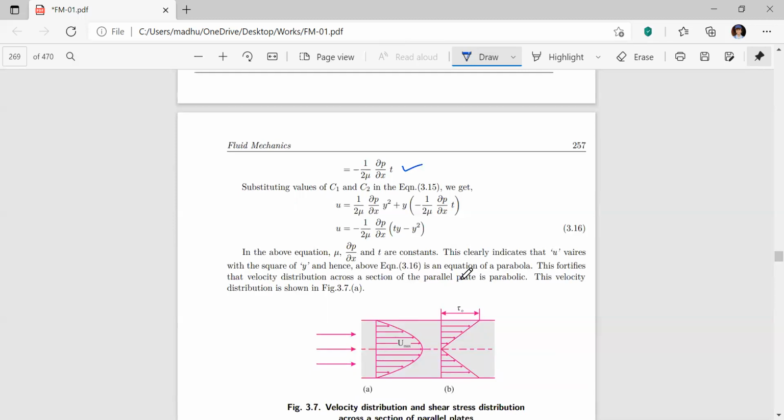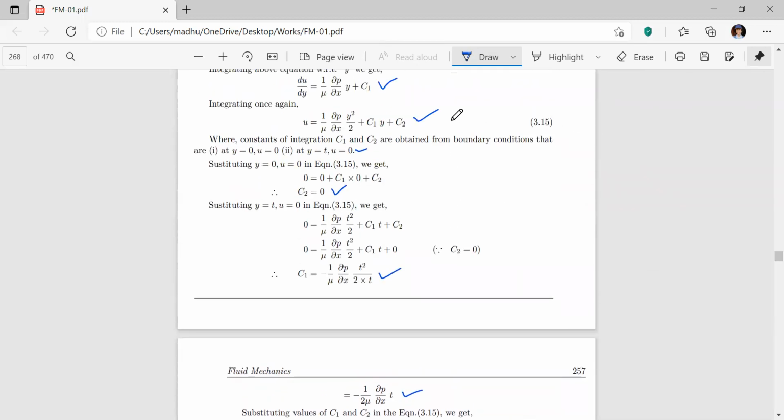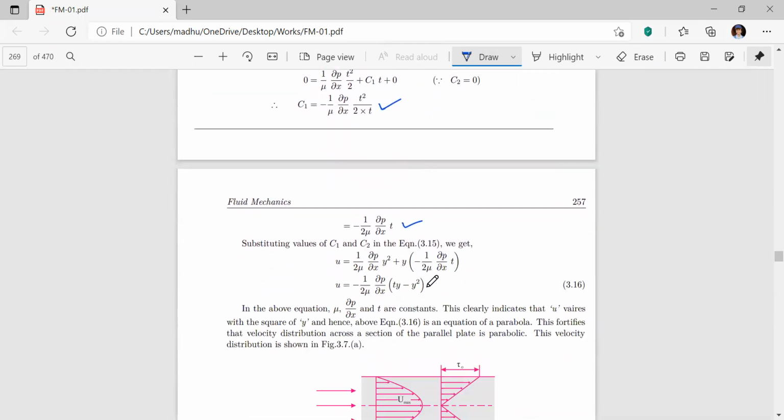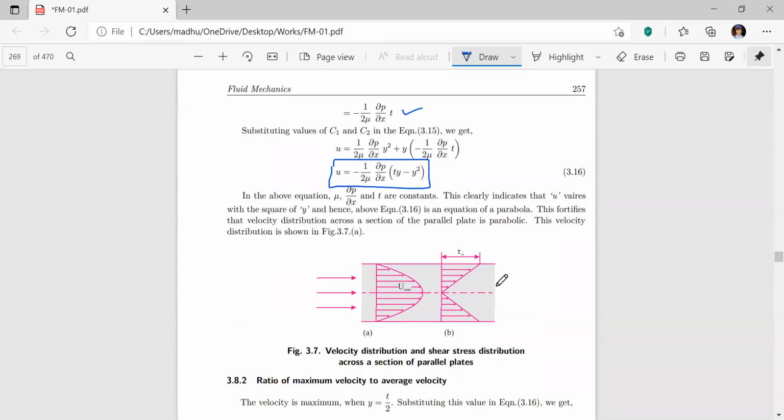Again, substituting the values of c1 and c2 in equation 3.15, what we have discussed, that is the velocity equation u, we eliminate the constants c1 and c2. Finally, we will get the equation u is equal to minus 1 by 2 mu dp by dx into (ty minus y square). In this equation, mu, dp by dx, the pressure distribution, and t are constants. So in this way, u only depends upon y.